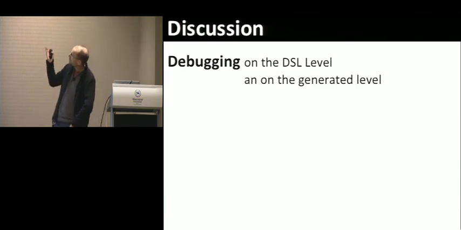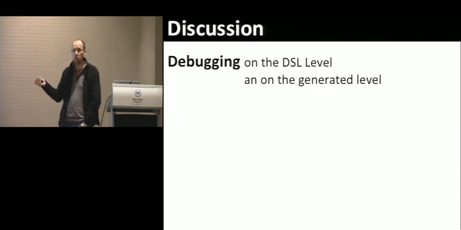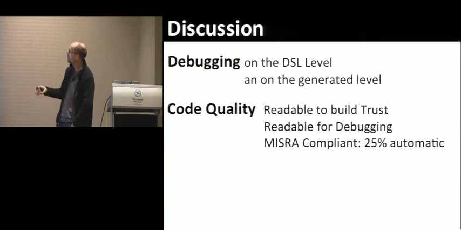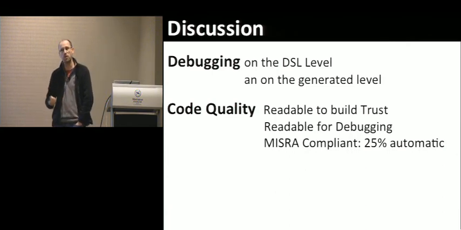So, discussion. Debugging is something that is crucial. We were debugging on the level of the generated code and on the level of the extensions. mbeddr has a debugger to run debuggers on the extension level, but people also wanted to debug on the lower level to understand fine details. Code quality was good enough; you can see here we automatically fulfilled 25% of MISRA compliancy. The other 75% we need to look at.